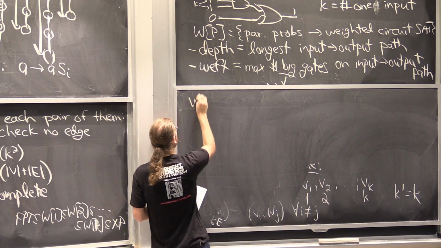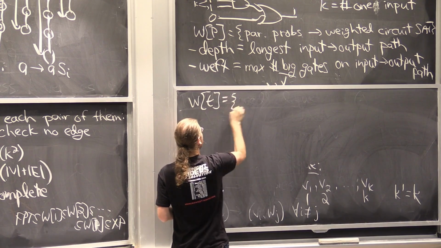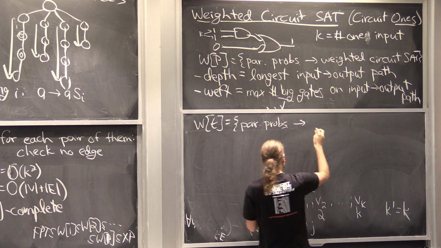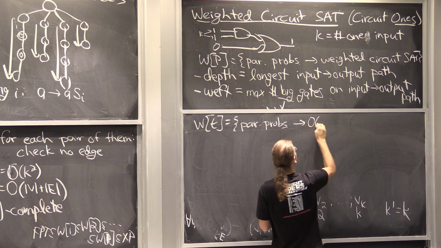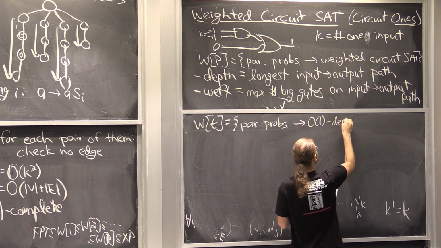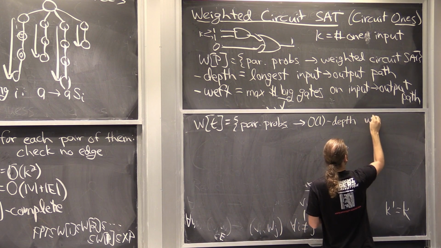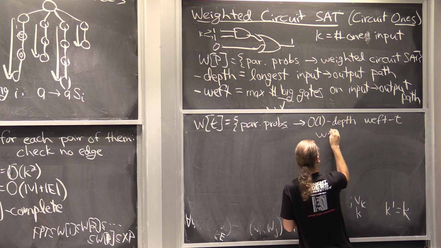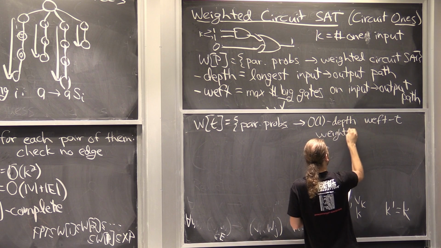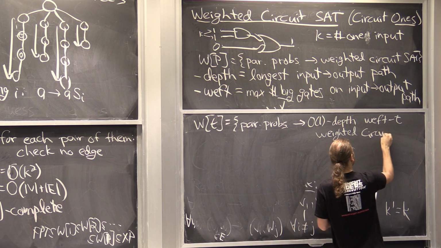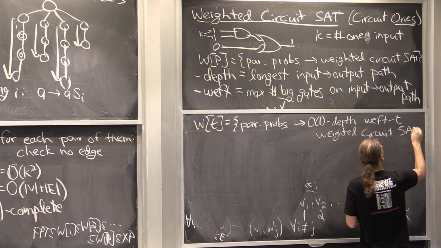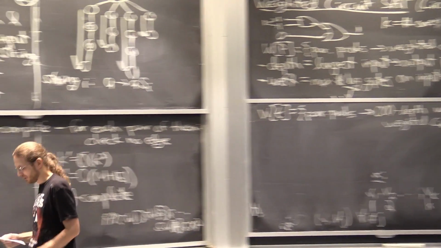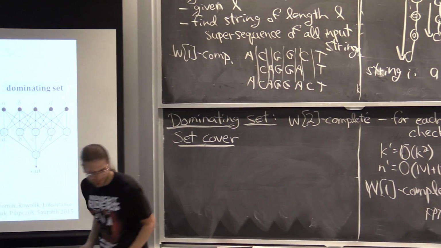Okay, WT is the set of parameterized problems that reduce to constant depth, weft T, weighted circuit sat. T is not the parameter. K is still the parameter. K is the number of 1s. T is this thing. Okay. Let's do some examples.